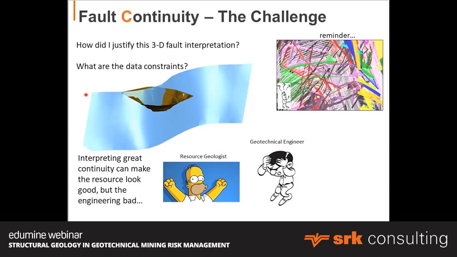So interpreting this great continuity of this fault often makes the resource guy quite happy, because in the cases where these faults are controlling your mineralization, that's great news. But that could really upset the geotechnical engineer. Right? There's a significant impact to engineering design when you make decisions about continuity. Because in this case, this would impact the entire slope of your pit.